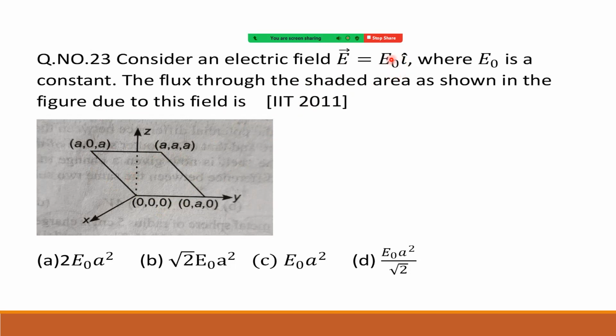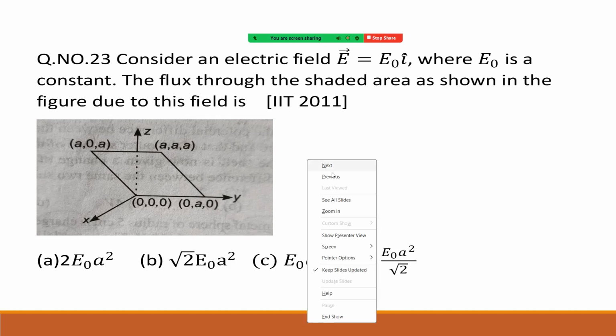Here the field is a constant, so directly we can write E bar dot S bar. Let us see how to calculate.